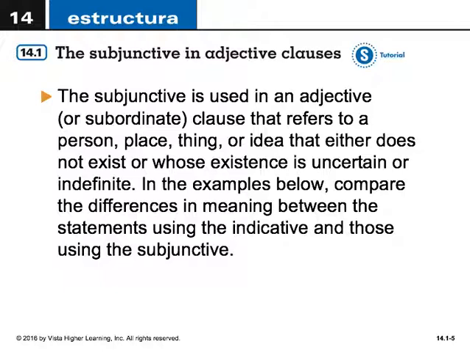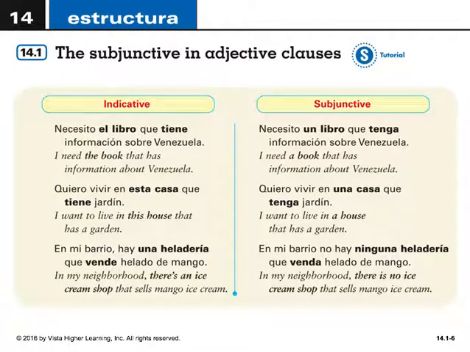In the following examples, we're going to compare the differences in meaning between the statements using the indicative mood and those using the subjunctive. For example, necesito el libro que tiene información sobre Venezuela. Because it's in the indicative, I know that it exists, it's undoubtedly so. I need the book that has information about Venezuela. We know that it's there. I know that book, I need it. Or necesito un libro, if we look at the subjunctive, necesito un libro que tenga información sobre Venezuela. It's like, I'm not sure if it exists or not, but I need any book that may have information about Venezuela. What that does is it expresses your speculative nature of not really knowing whether or not that book may exist.